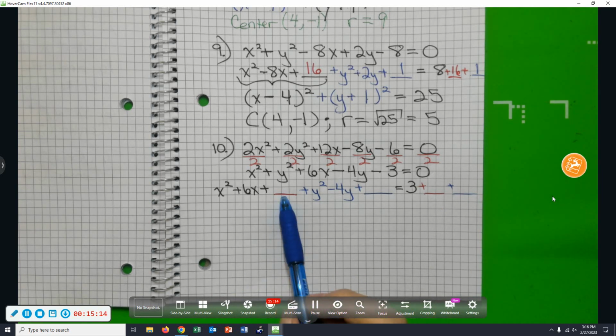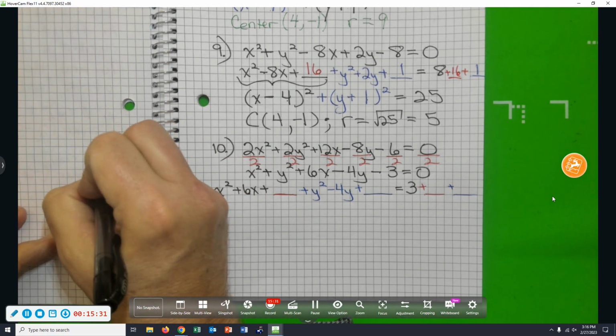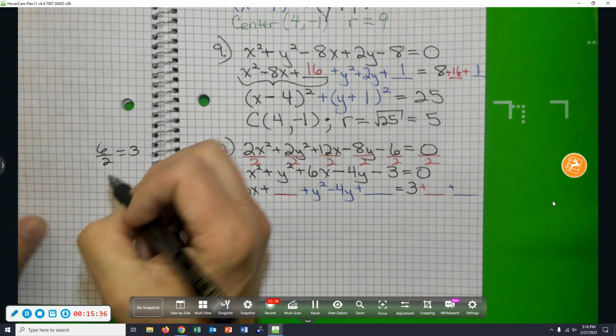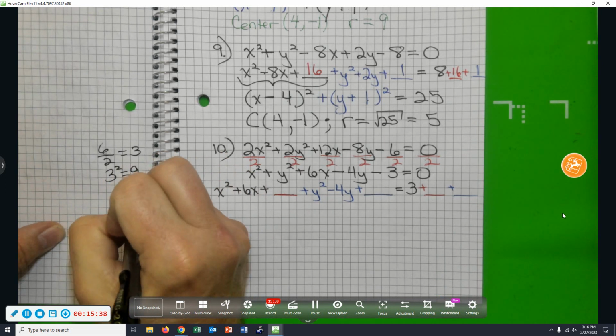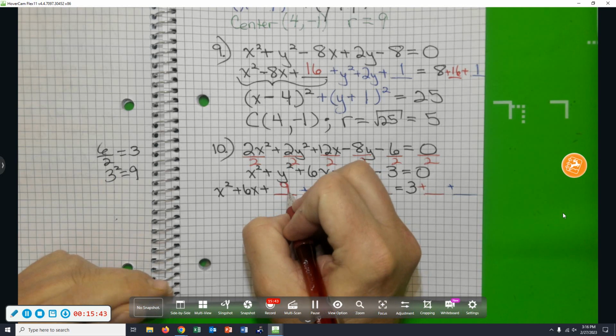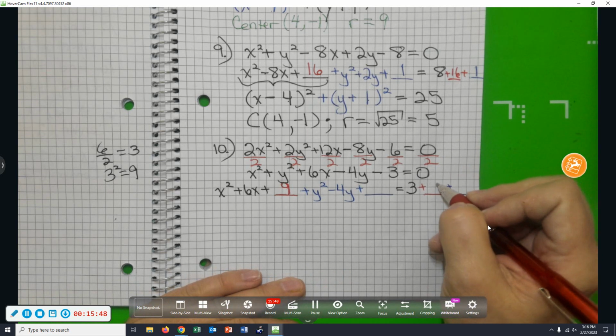Okay, we have to create a perfect square trinomial. What number's going to go into this blank? Remember, you start with the coefficient of the unsquared variable. You have to do two things. Take half of it. So 6 over 2 is 3. And then square it. 3 squared is 9. So we put a 9 right there, and we put it over here.